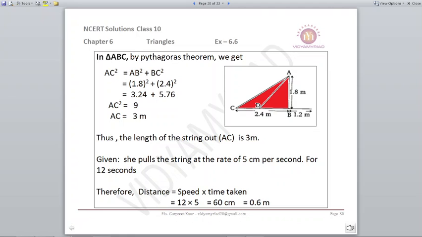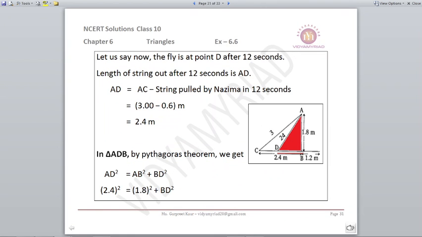Now it is said that the string is pulled at the rate of 5 centimeters per second for 12 seconds. That means the speed is given to us. We are given the time also. That comes out to be 60 centimeters. Since we want it in meters, it becomes 0.6 meters. So what is AD? Total AC was 3. So AD will be 3 minus 0.6, which comes out to be 2.4 meters.